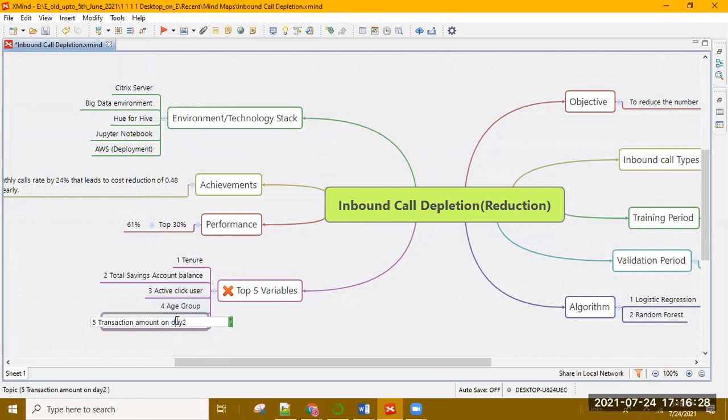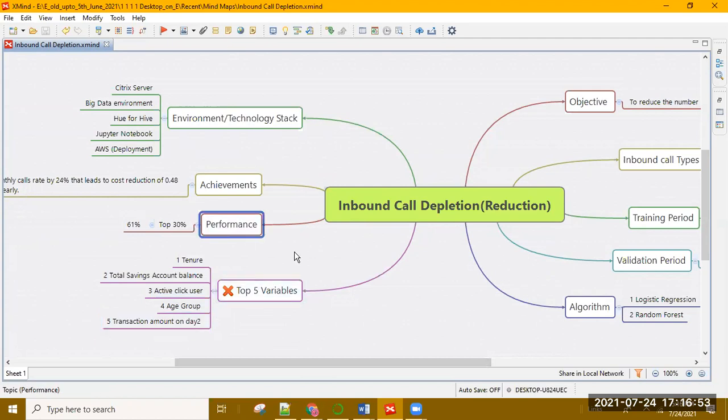So in this case, only day two data is available latest. That is the reason this came as top variable. Okay, so what are these top variables again? Tenure, how long the customer stayed with the bank, then how much savings account balance he has, and whether he is active in the app or not, that matters. Then what age group the customer belongs to, then what is the transaction amount on day two, not on day one. These are the top variables that came.